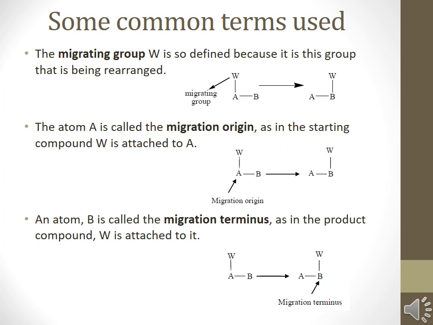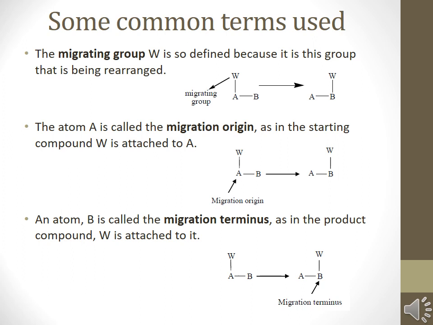The second term that we will learn is the migration origin. Migration origin is that atom to which the migrating group is attached at the start of the reaction. In the example given in this slide, it is shown that W is attached to A. So, A is the migration origin.